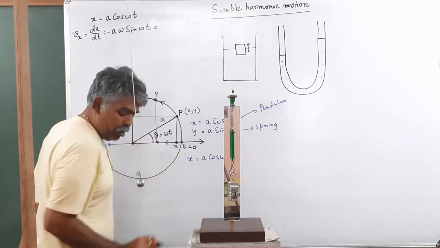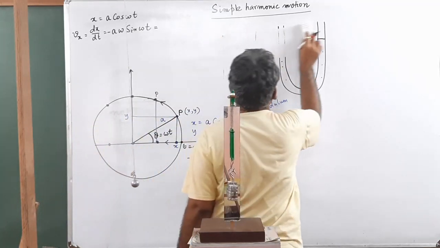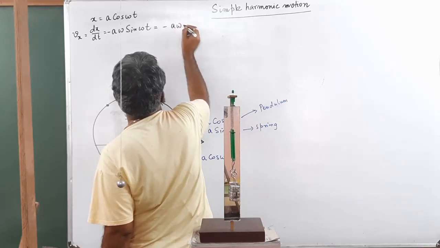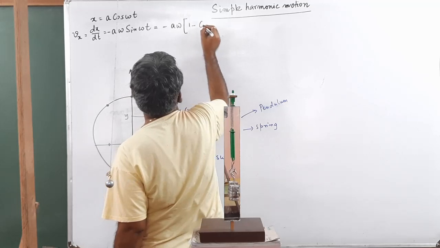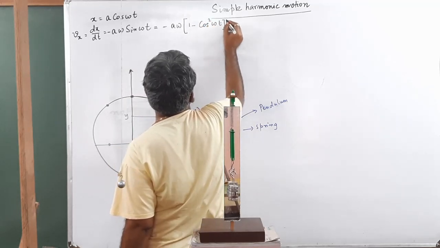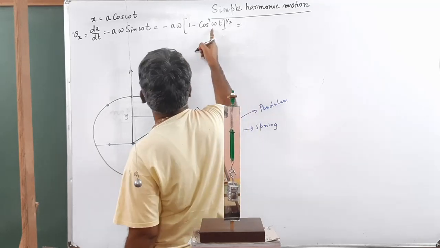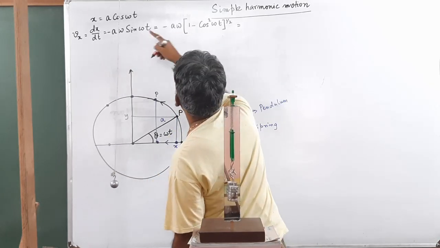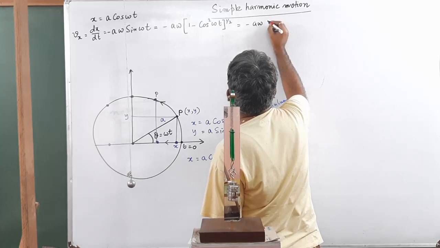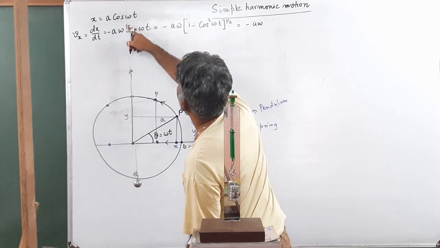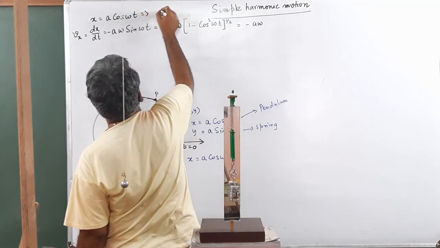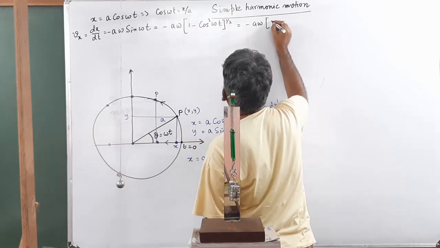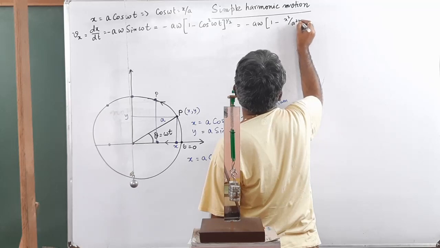Now, if you do a little more mathematics, you will find it like this: minus a omega times (1 minus cos square omega t) to the power of half. That is because 1 minus cos square omega t is sin square omega t, and its root is sin omega t. So minus a omega. What is cos square omega t? From here you can easily find cos omega t is x over a, right? So minus a omega times (1 minus x square by a square) to the power of half.